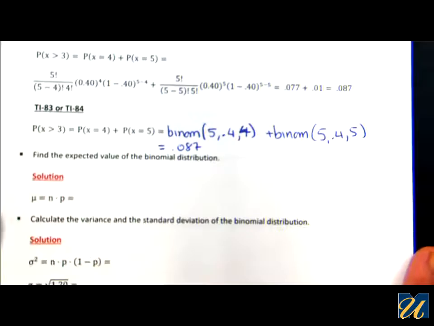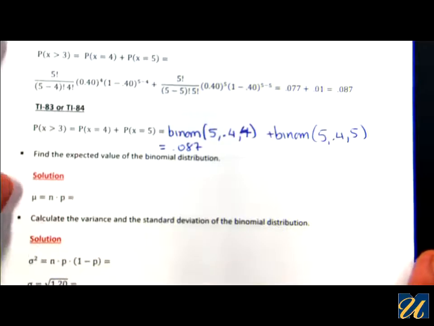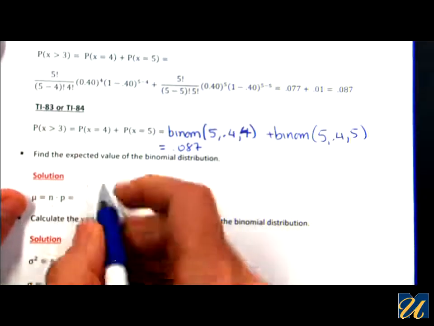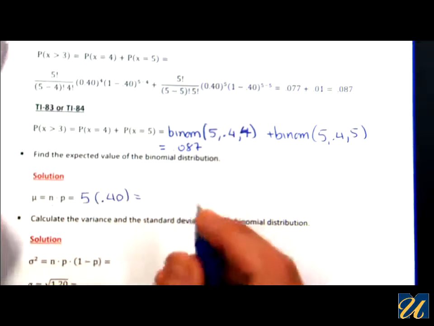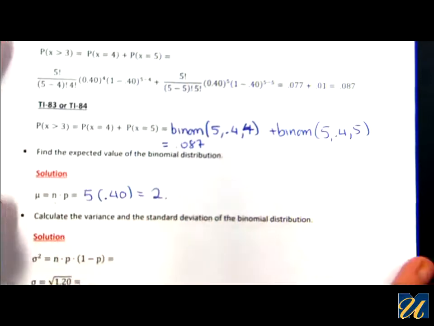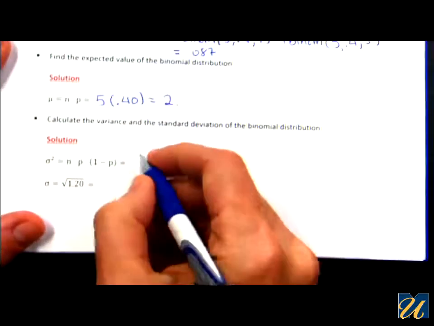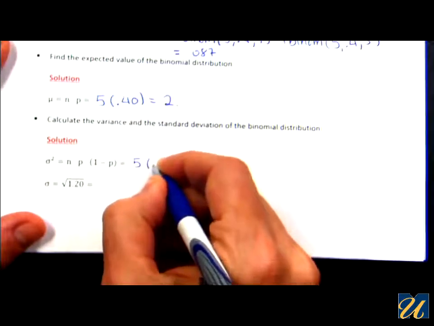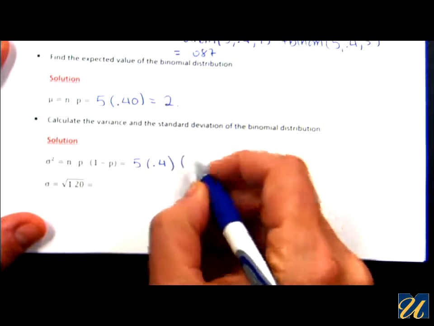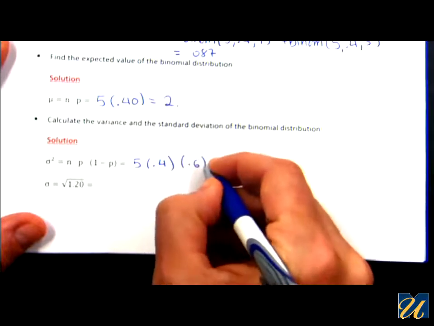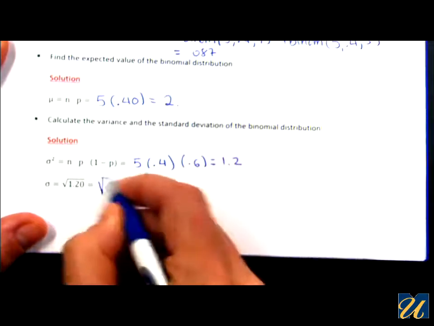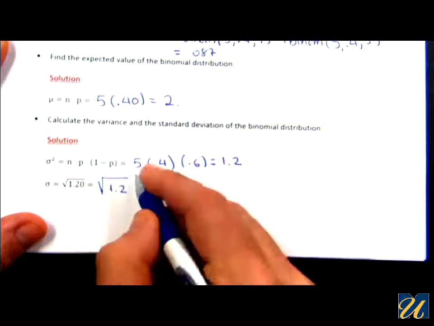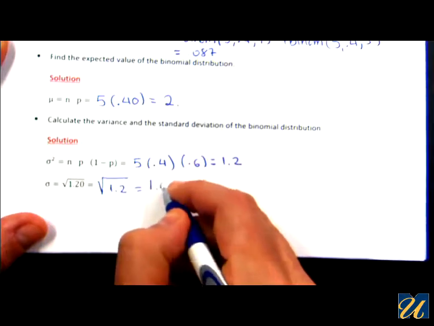If I'm looking for the expected value of the binomial probability distribution, n times p, simply 5 times 0.4, so this will be equal to 2. The variance, this would be 5 times 0.4 times 1 minus 0.4, 0.6, so this will be equal to 1.2, and the square root of 1.2 for the standard deviation would be 1.095.